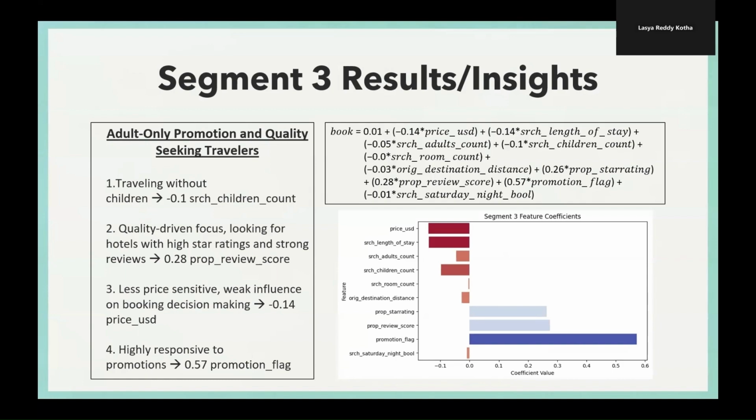On the other hand, the price has a smaller impact on this segment, indicating a lower price sensitivity and overall a great willingness to pay when their property meets their expectations. Lastly, the promotion flag is the strongest positive driver in this segment, highlighting that promotional offers still elevate the booking probability.